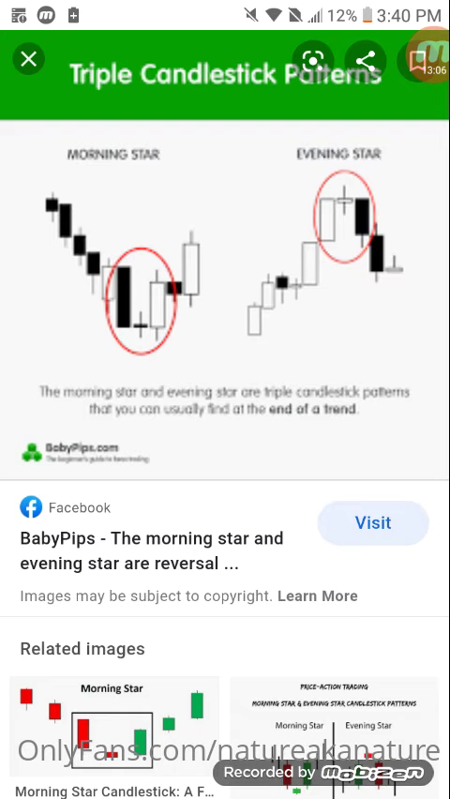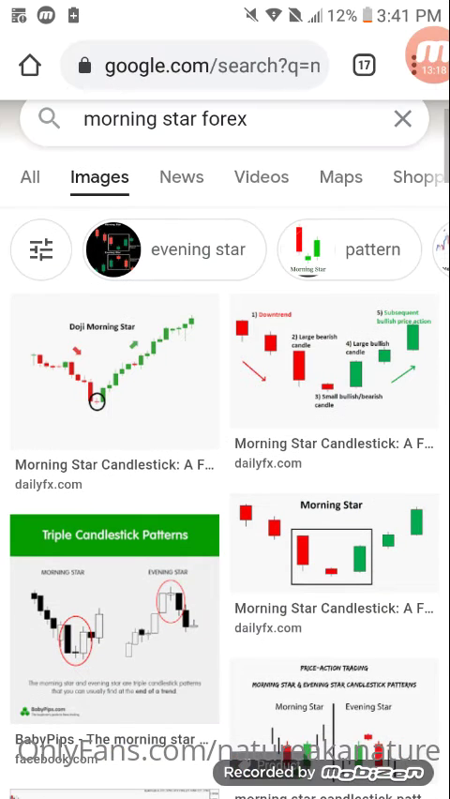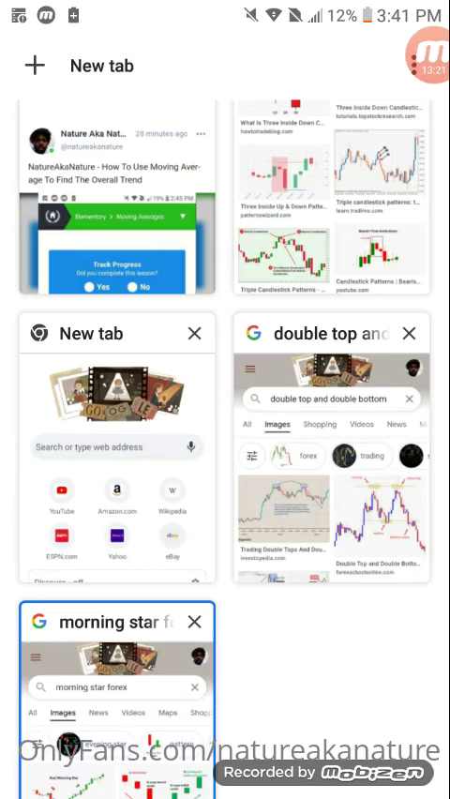Morning stars are triple candlestick patterns that you can usually find at the end of a trend. So it is at the end of a trend. You can usually find it at the end of a trend. So it looks like a morning star pattern. Also, it's a bullish engulfing pattern too.